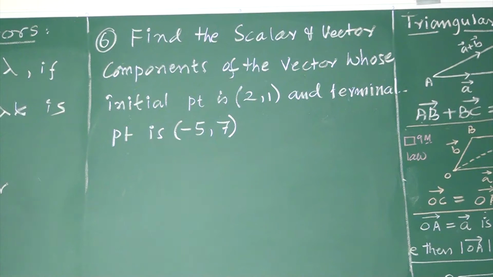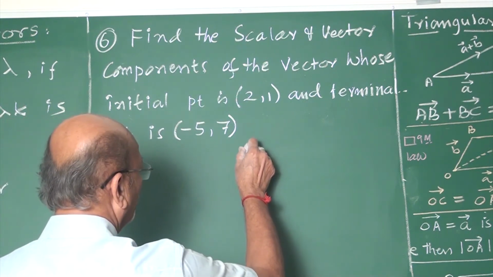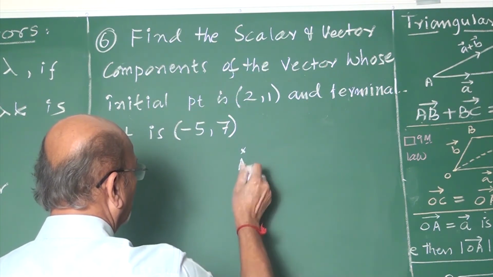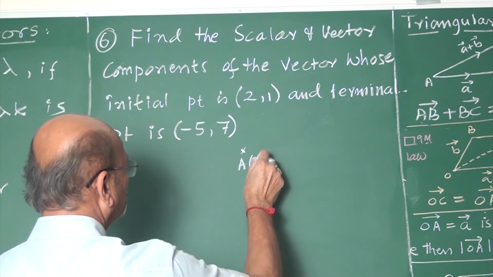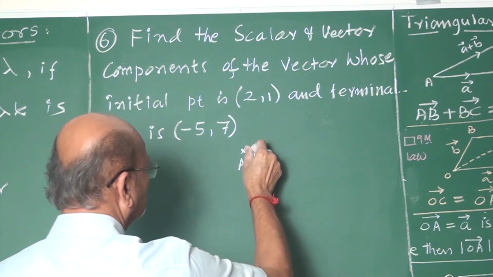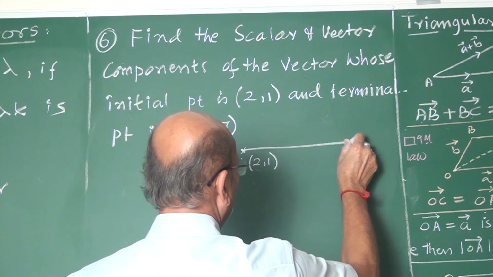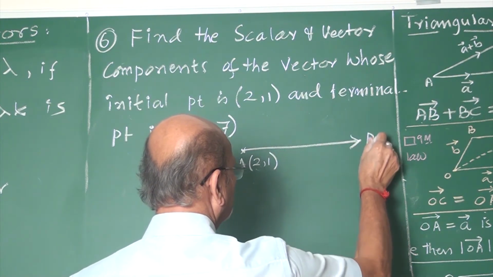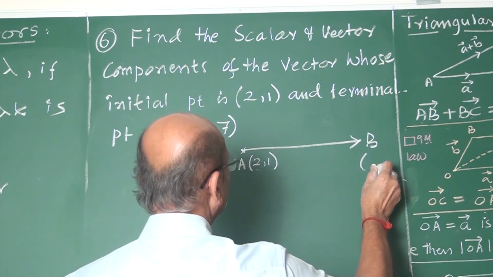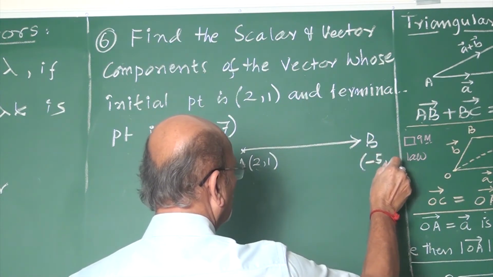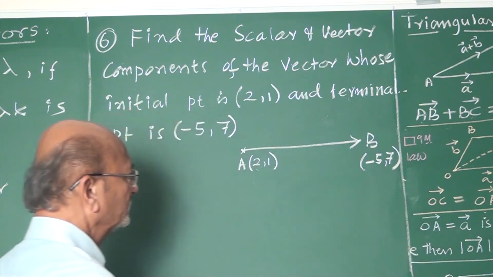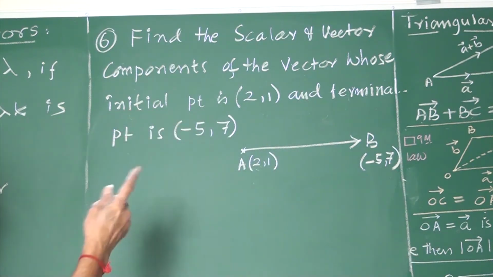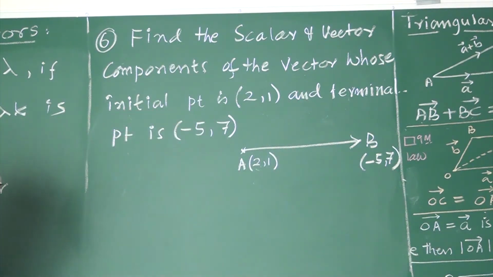Directly the vector is not given. Its initial point is given, my friends. This is the initial point of the vector, A, given as 2, 1. Then its end point is given. It is a vector from A to B. This is B, given as -5, 7. Then AB is your vector.